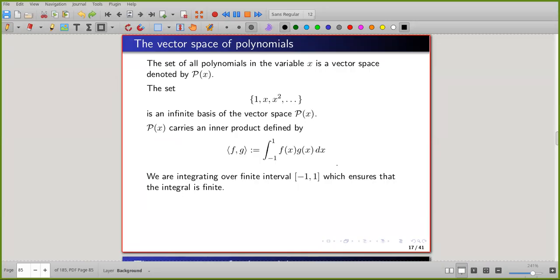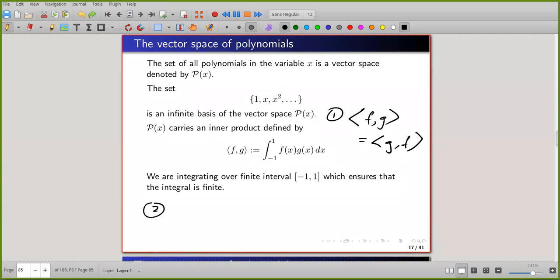Okay. So we are integrating over a finite interval [-1, 1], which ensures that the integral is finite. Sure. And what are the two conditions that we needed to say that this is an inner product? We needed that f comma g is equal to g comma f, but that is obvious. That's one condition; it had to be symmetric.